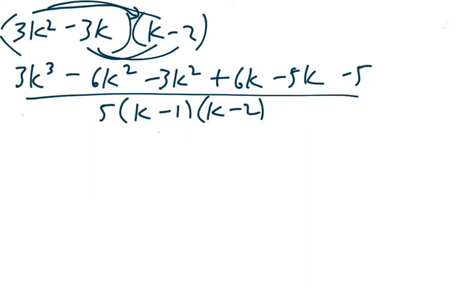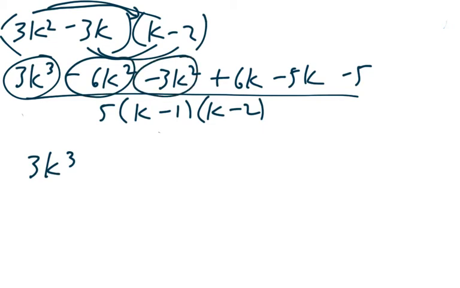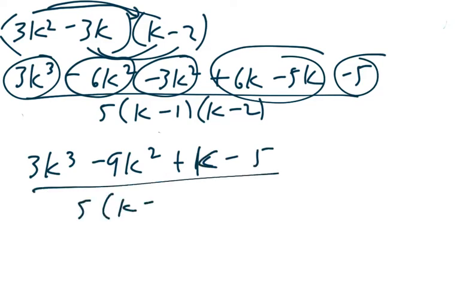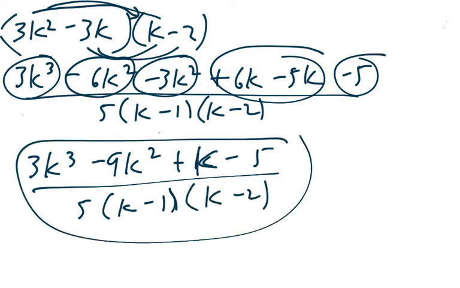Okay, so here's my final answer, guys. It's 3k to the 3. Right here, it looks like I have minus 9k squared. Right here, I have a plus k minus 5 over my denominator, which is 5 times k minus 1 times k minus 2. Now, I'm going to hope and pray I didn't make any silly mistakes in there. But the gist of my work is what you need to do, guys. Okay? Let's do another one from scratch.